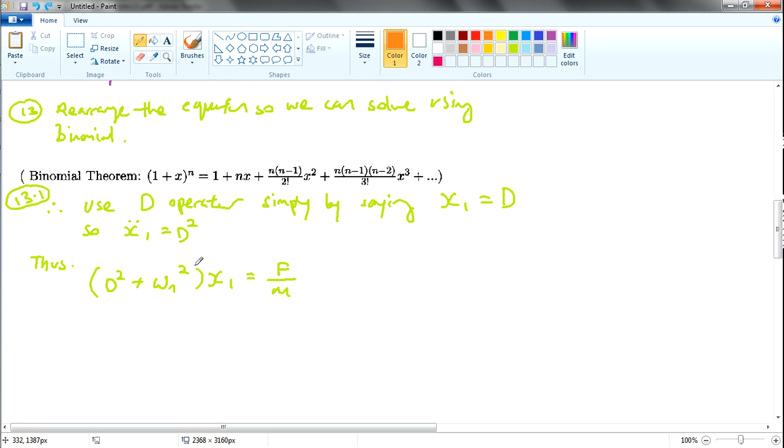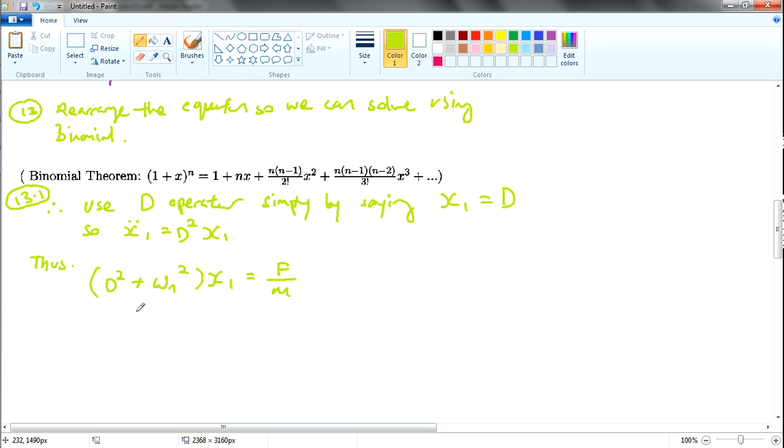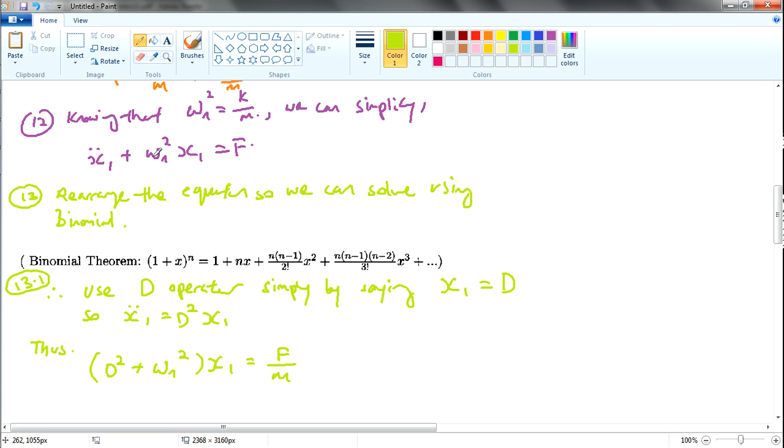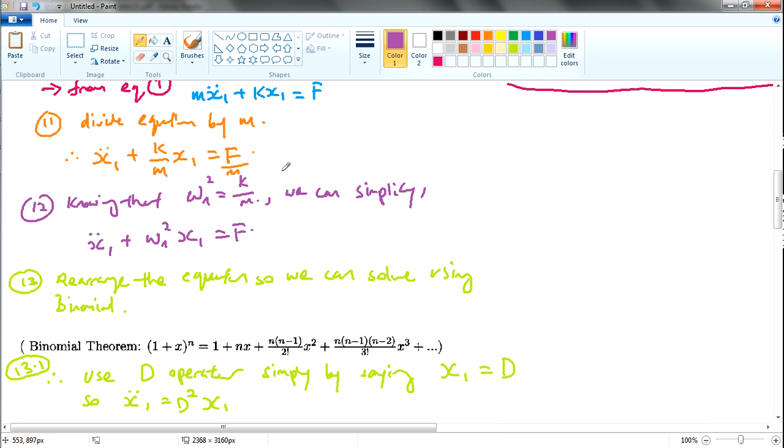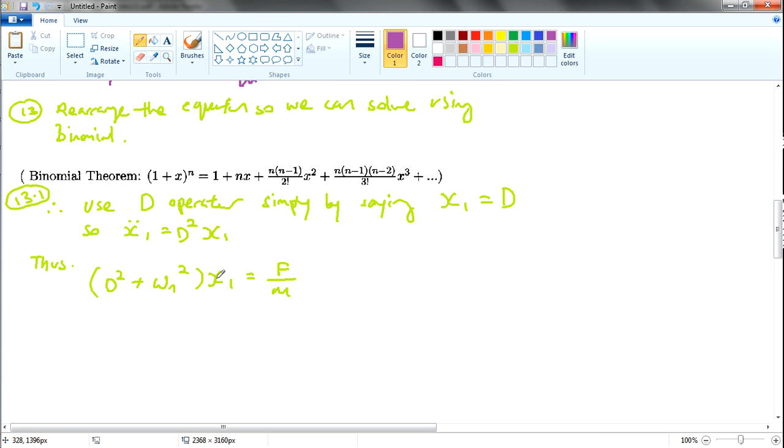I actually forget. So now this will be D² x1 plus omega n squared x1. You just factorize out the x1, you get this thing, and similarly this is also F over m. There is a slight mistake. I'm bringing this setup for later.